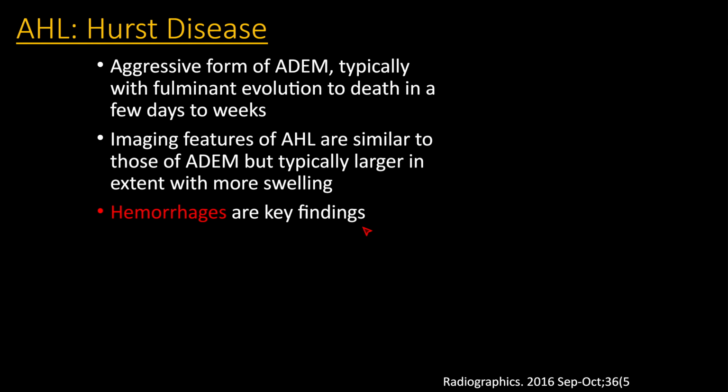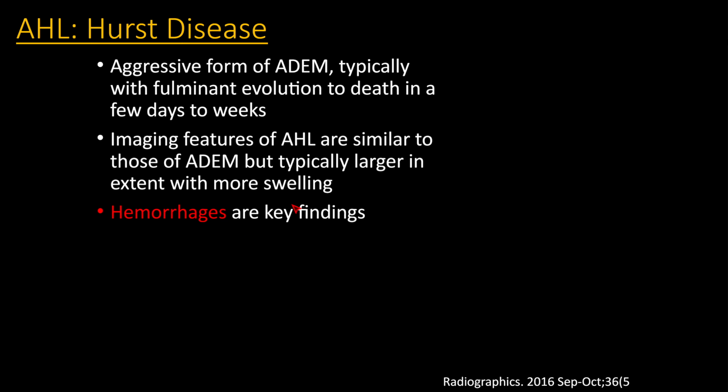Now, this is a disease that's related to ADEM called AHL, or Hurst disease, acute hemorrhagic leukoencephalitis. It's an aggressive form of ADEM. It typically tends to be fulminant and goes to death in a few days to weeks. It's going to be pretty similar to ADEM, but the key difference is really hemorrhage. With AHL, H stands for hemorrhagic. So, you're going to have some hemorrhage in AHL.